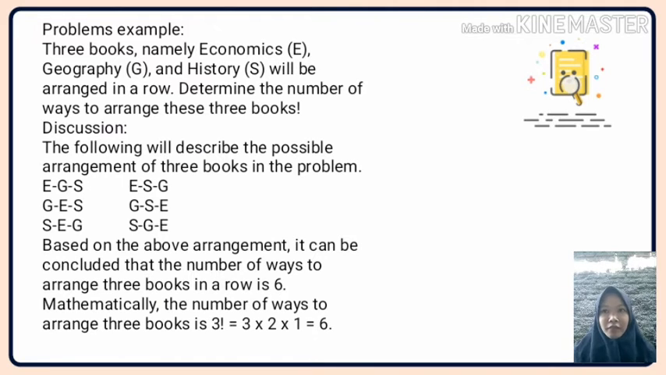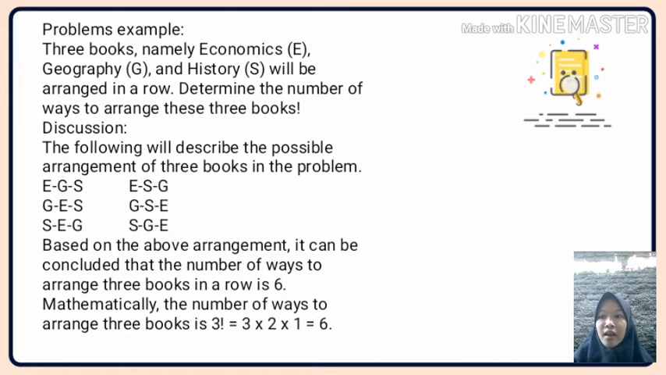Discussion. The following will describe the possible arrangements of the 3 books in the problem. 1. EGS, 2. ESG, 3. GES, 4. GSE, 5. SEG, and 6. SGE. Based on the above arrangements, it can be concluded that the number of ways to arrange 3 books in a row is 6. Mathematically, the number of ways to arrange 3 books is 3 factorial equals 3 times 2 times 1 equals 6.